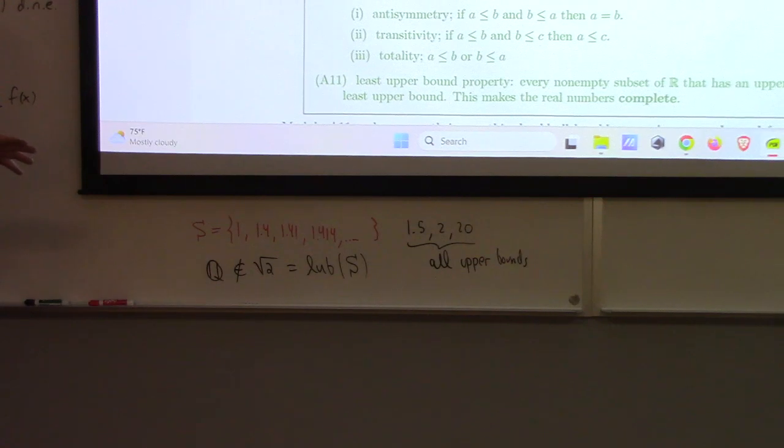In other words, the rational number system has holes in it. These holes are missing, so the rational numbers are not complete. The real numbers, on the other hand, have completeness. There's no holes in the real numbers. Where do we use this in calculus?